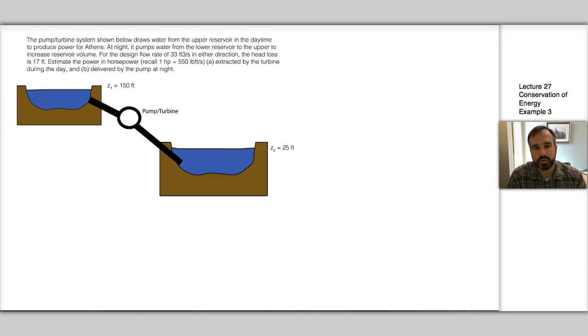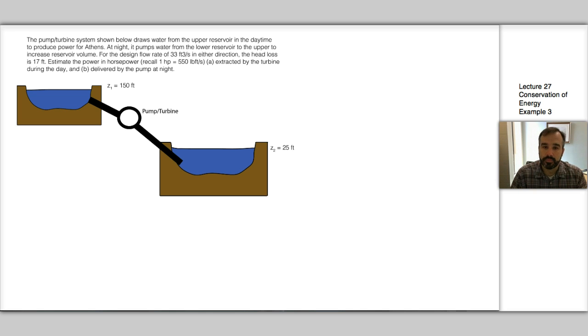In this video, we're going to do another problem where we apply the conservation of energy in our engineering formulation to solve a particular problem. Here we're given a pump turbine system with two reservoirs, one at 150 feet elevation and one at 25 foot elevation of the free surface. And we're told that it draws water during the day from the upper reservoir to the lower reservoir in order to produce power for the city of Athens.